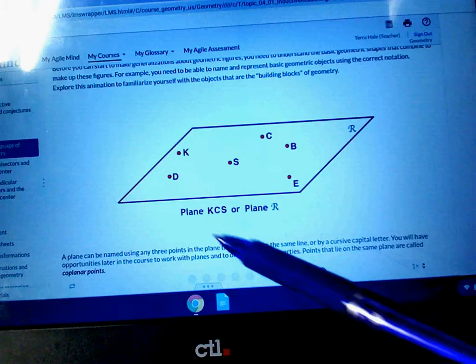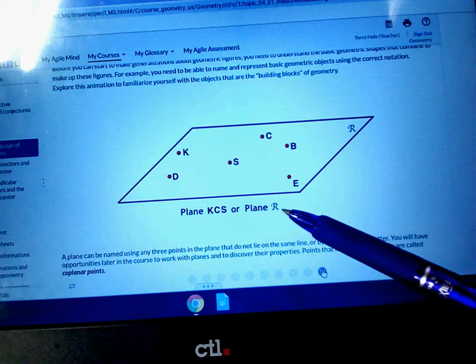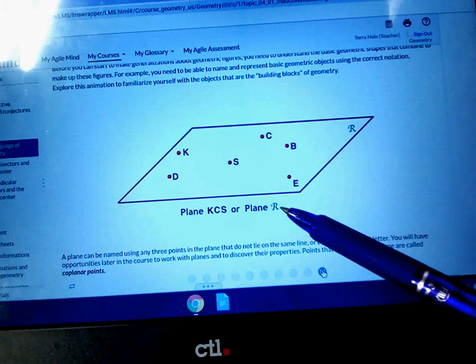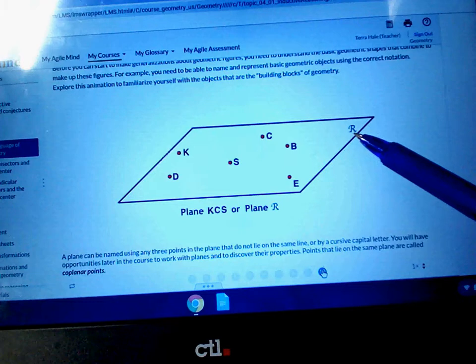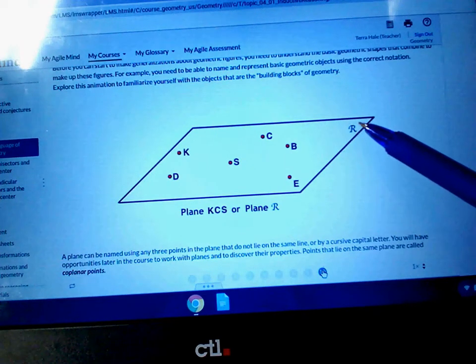We don't have a symbol for it. You can also name it using an uppercase scripted letter that's its name. So notice this is not a point. It's not a capital print letter. It's a capital scripted one, so it's its name. So I could call it plane R as well.